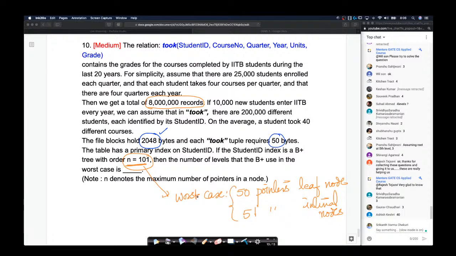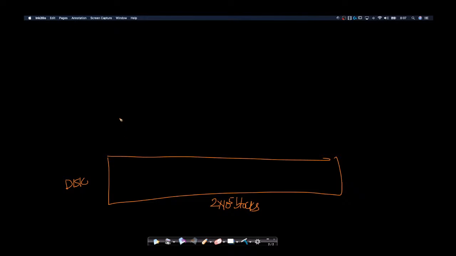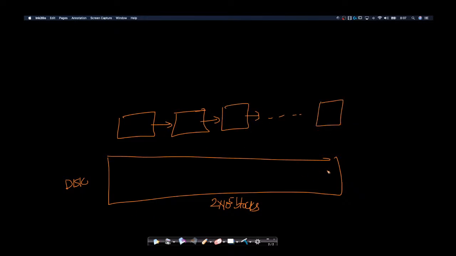Remember that n is the maximum number of pointers in a node, and that it's a B plus tree, so the leaf nodes also have side pointers. That's why I wrote 50 pointers in the leaf node and 51 pointers in the internal nodes. Thinking about it diagrammatically, these are the leaf nodes of the whole B plus tree, and this is your actual disk. Each can have 50 pointers, and one pointer goes to the next leaf, because all the leaf nodes are connected like this.